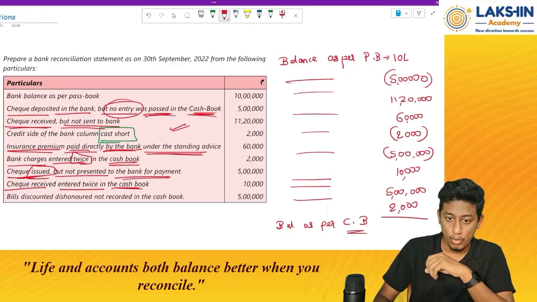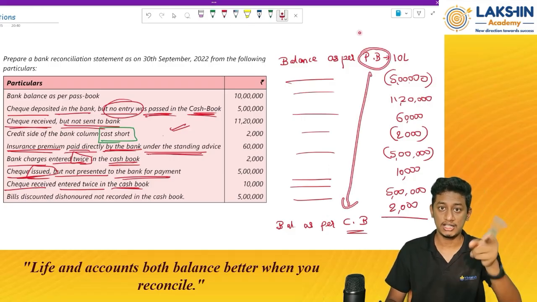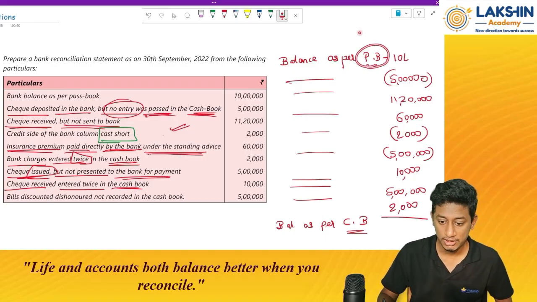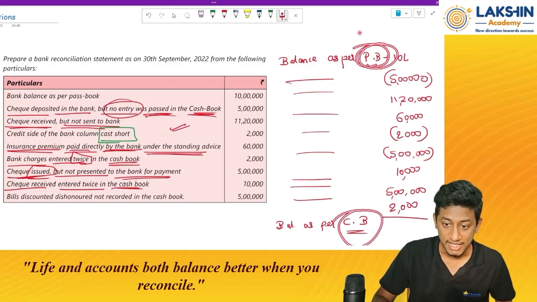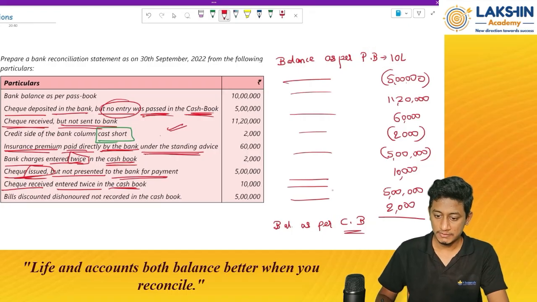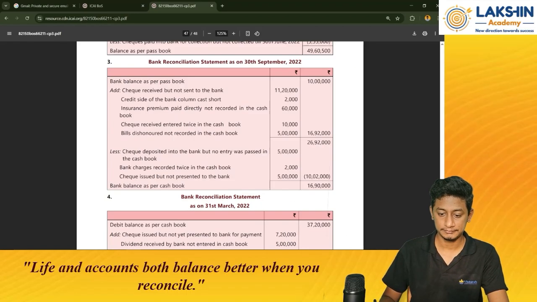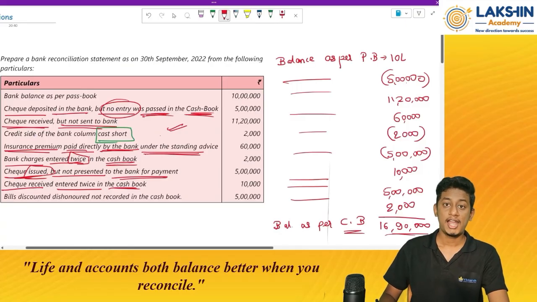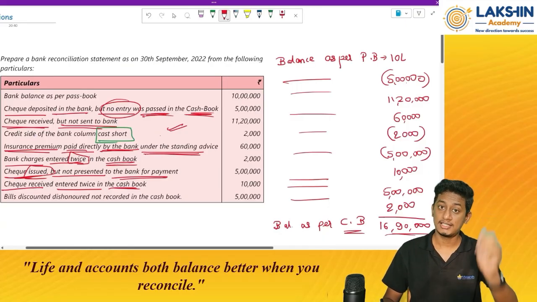See, whatever balance I start with, the closing balance will be ulta of that, or the reverse of that. So if I start with cash book, this will be passbook. If I am starting with a passbook, this will be cash book, ulta of that. So this will be 16 lakh 90,000. And that is the first question of bank reconciliation statement.